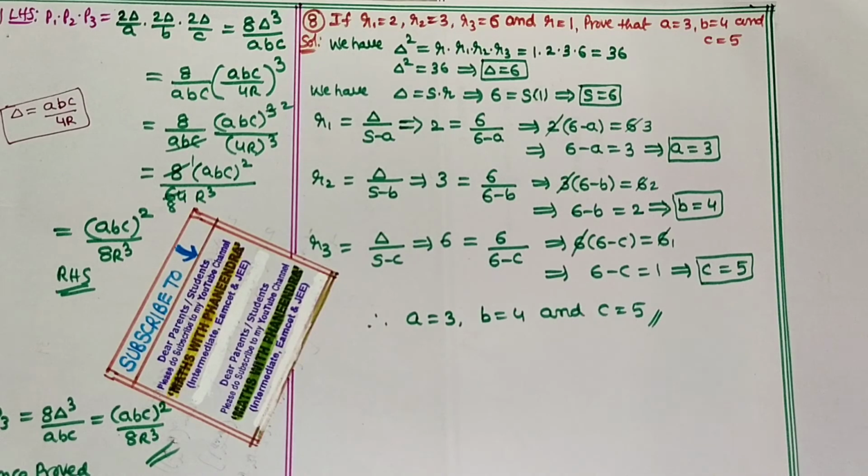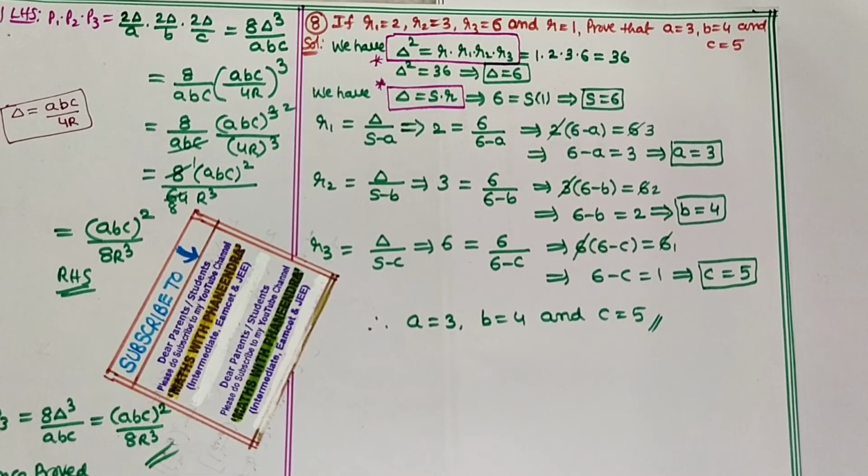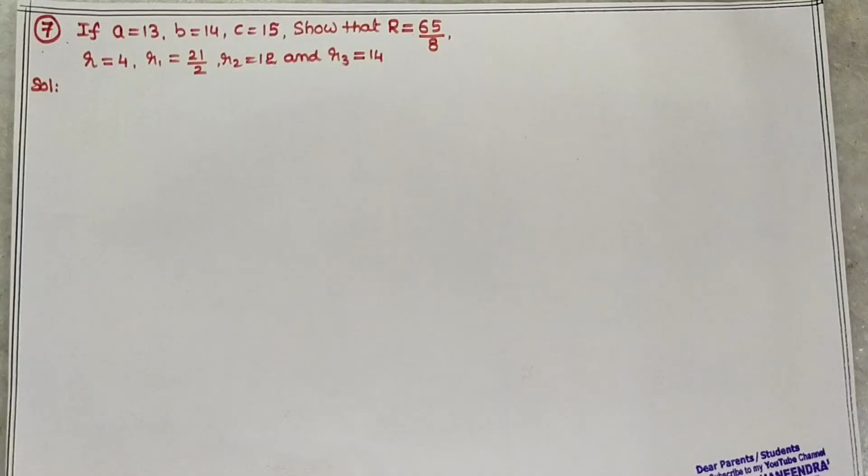We'll move to the next question. The next question: if A equal to 13, B equal to 14, C equal to 15, show that capital R equal to 65 by 8, small r equal to 4, R1 equal to 21 by 2, R2 equal to 12 and R3 equal to 14. We have to prove that.